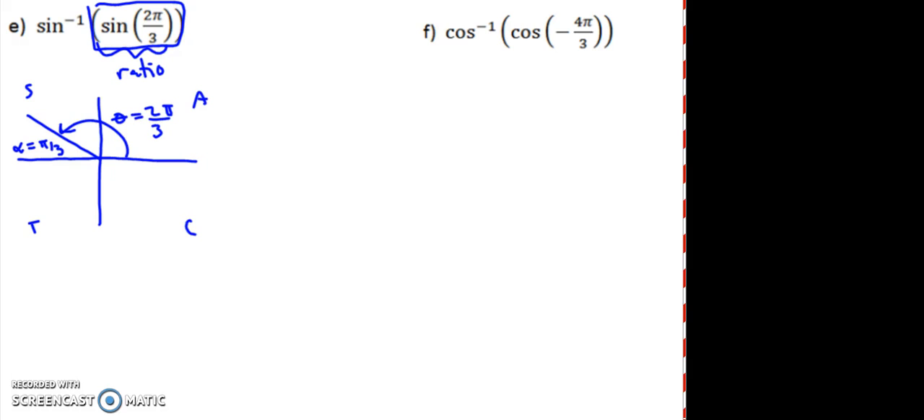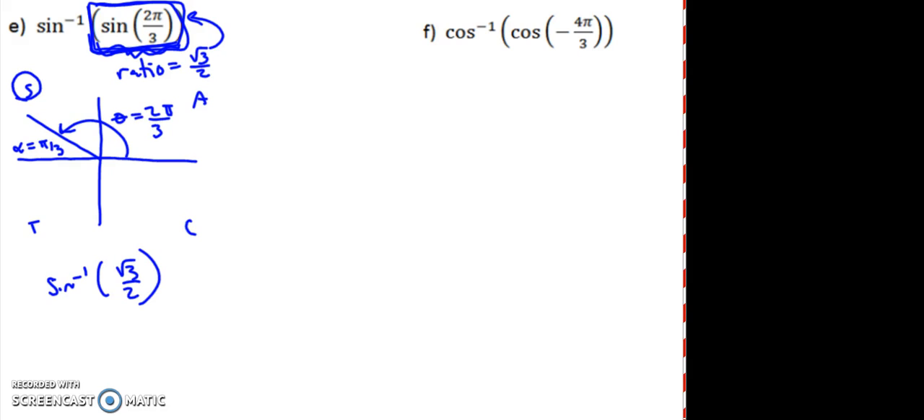The sine of pi over 3 is going to be root 3 over 2. So this is a ratio of root 3 over 2. And I know it's positive because I'm in the second quadrant, and the coordinates are positive for sine in that quadrant. So I'm asking now, what's the arc sine of this root 3 over 2? I'm replacing this with the ratio root 3 over 2.